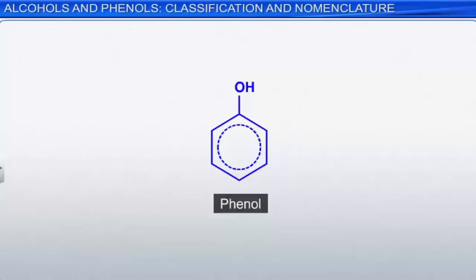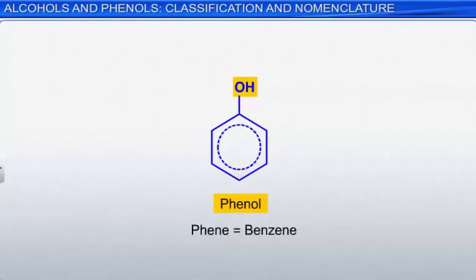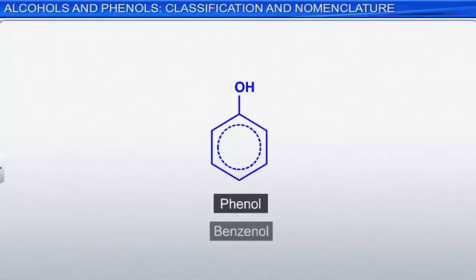Let's turn our attention to the class of organic molecules called phenols. Phen is an old name for benzene. So, the benzene containing 1 hydroxyl group is known as phenol. Although the systematic name is benzanol, phenol is an accepted IUPAC name. We can use this as the basis for naming phenol derivatives.